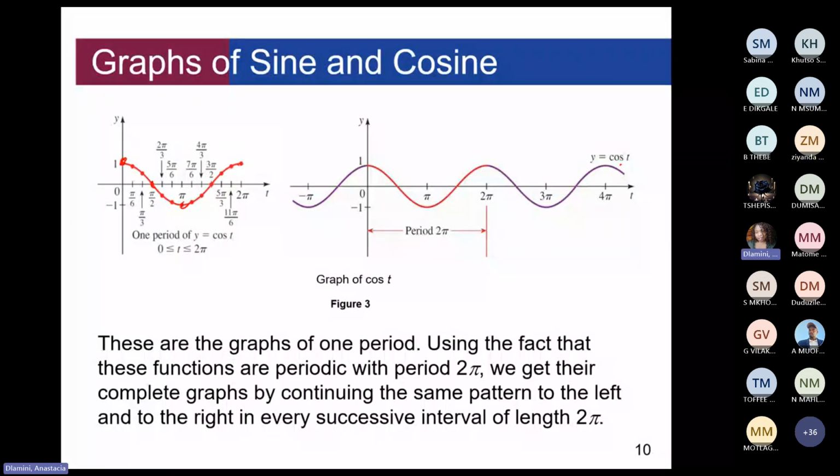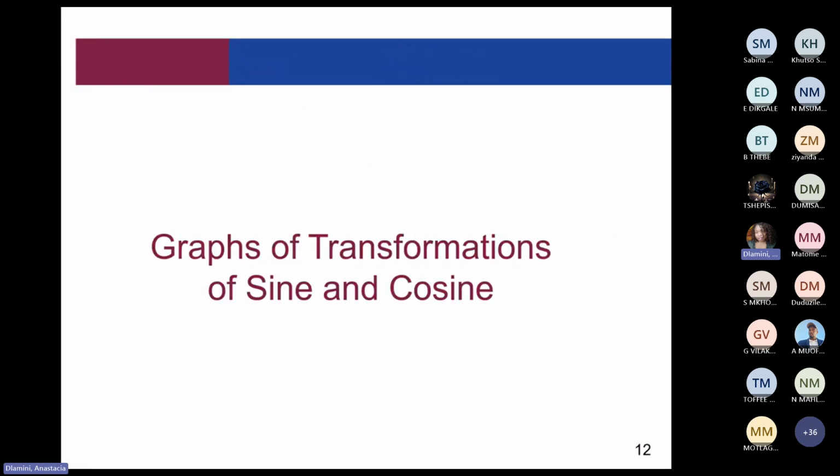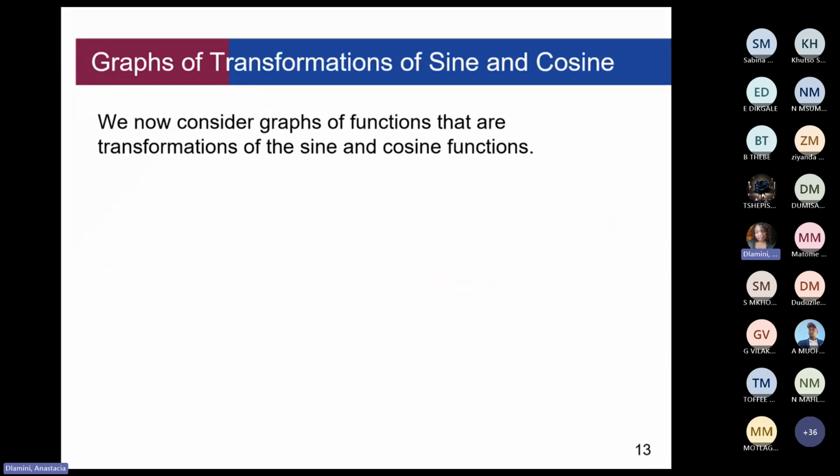Since the cosine function is an even function, its graph is symmetric with respect to the y-axis. So let's graph the transformations of sine and cosine now. We now consider the graphs of functions that are transformations of the sine and cosine. Let's sing the song.